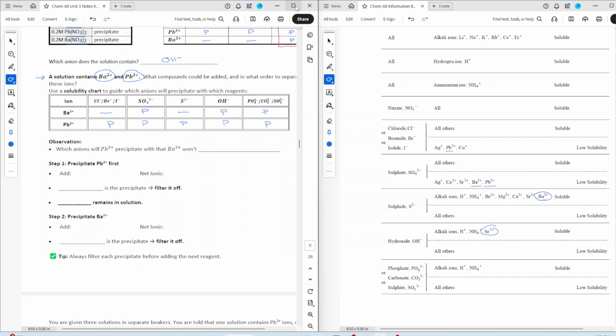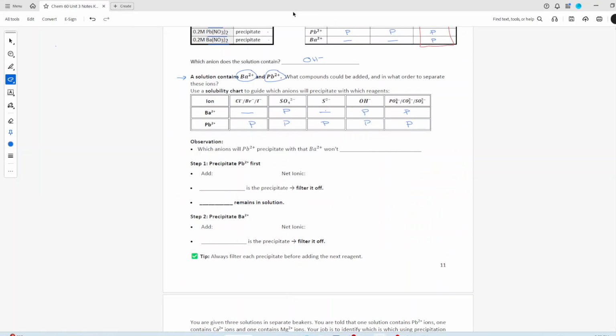So now what we're going to do is use this chart to determine which anions the lead will precipitate with that the barium won't. And the answer is you could use chloride, bromide, iodide, or sulfide. So what we want to do is introduce one of these anions into solution to precipitate out the lead, leaving the barium in solution.